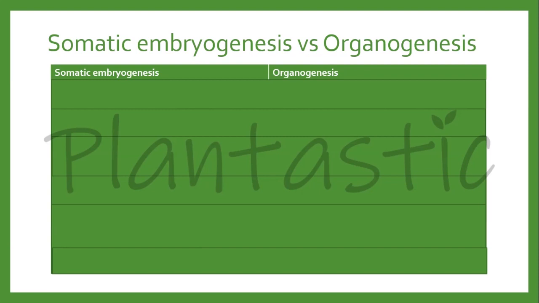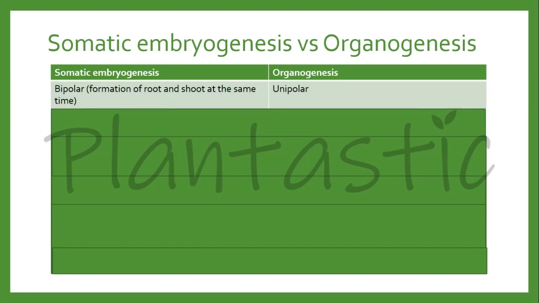Alright, let's look into the differences between somatic embryogenesis and organogenesis. In somatic embryogenesis, it is bipolar, whereby there is the formation of root and shoot at the same time. However, organogenesis is unipolar, which means the regenerant forms only shoot or only root at a time. Usually it is two steps, whereby it is stimulated to form the shoot first, followed by the root, or vice versa.